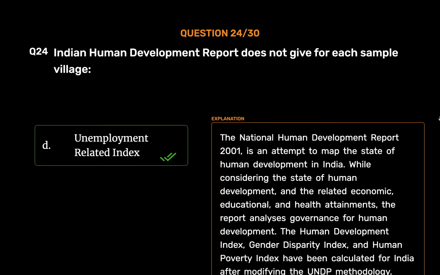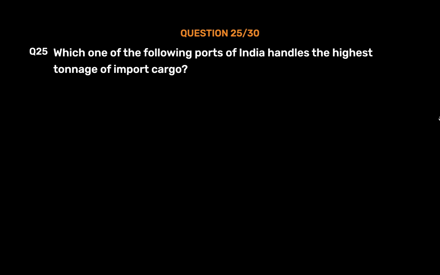Unemployment-related Index. The National Human Development Report 2001 is an attempt to map the state of human development in India. While considering the state of human development and the related economic, educational, and health attainments, the report analyzes governance for human development. The Human Development Index, Gender Disparity Index, and Human Poverty Index have been calculated for India after modifying the UNDP methodology.